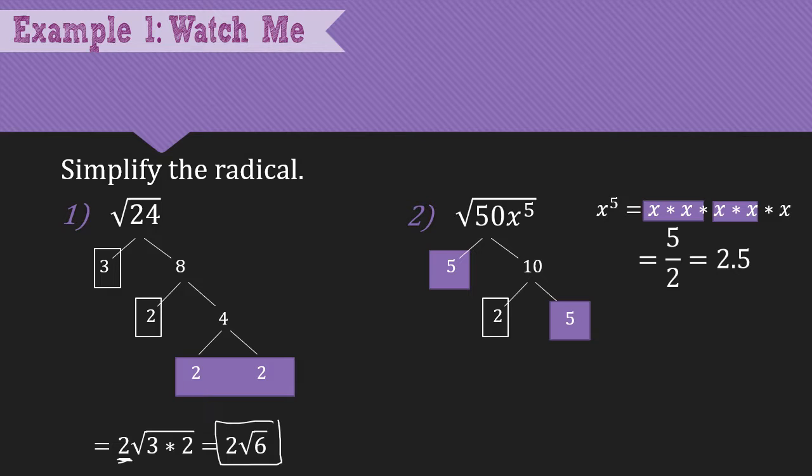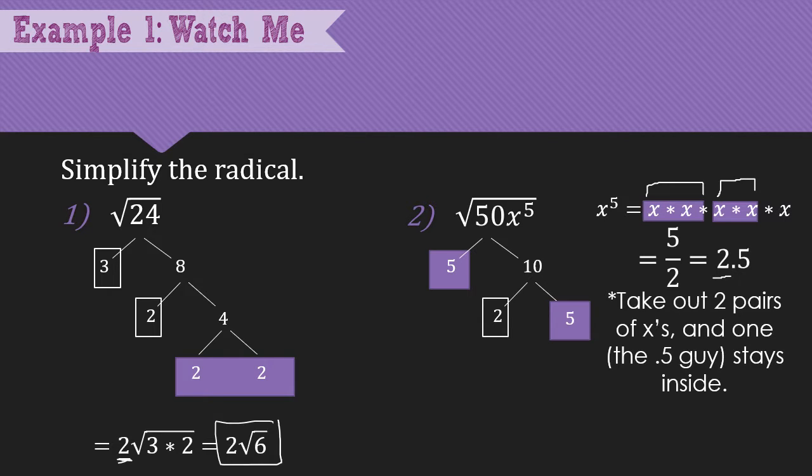Another way of looking at it is dividing that exponent by 2. I get 2.5. So that 2 matches up with the 2 groups that I've taken out. I've got one group of x's and another group of x's. And the way that I like to remember it is we can take out 2 pairs of x's, and the one, that 0.5 guy, he stays inside.